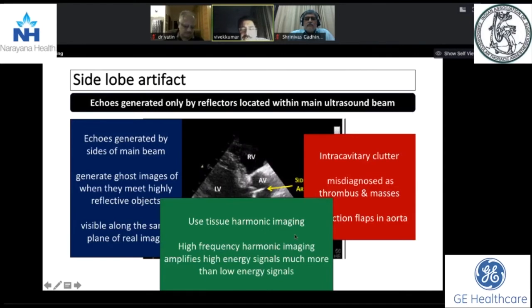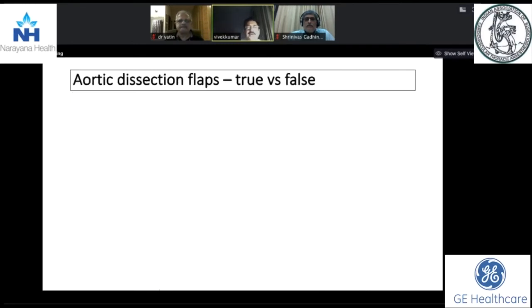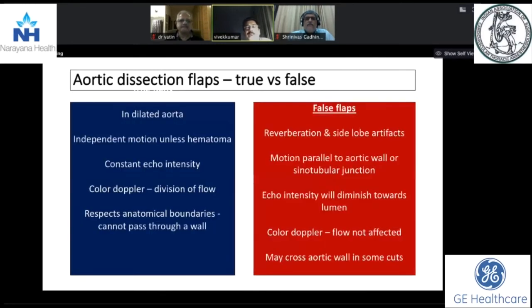One common resolution for this is to use tissue harmonic imaging, which is a high frequency imaging, which amplifies the high energy signals which come from the center of the beam more than the low energy signals from the side of the beam. And now putting it together, one common problem which all starters, everybody faces is aortic dissection. And we see a lot of shadows in both the ascending aorta short axis and the ascending aorta long axis, descending aorta long axis. So how to differentiate between the true flaps and the false flaps?